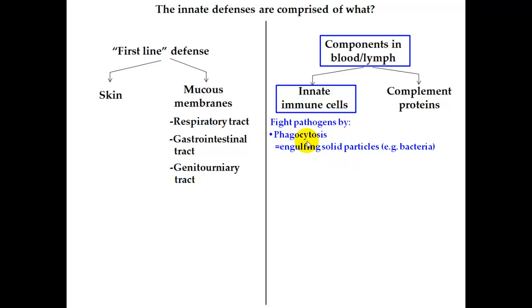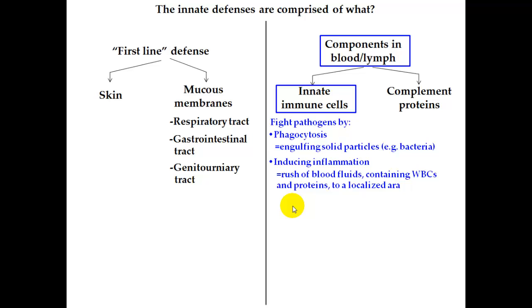Right? So that's just one thing that the innate immune cells in the blood can do. Another useful thing that innate immune cells can do, well, there are some innate immune cells that can induce inflammation. And basically what inflammation is, it's the rush of blood fluids, which contain white blood cells and proteins, to a localized area. And the reason why it would be useful to have blood fluids rush towards a particular area is because if that area happens to contain pathogens, then those blood fluids will contain these white blood cells that will fight off those pathogens. So that's a useful thing for us.